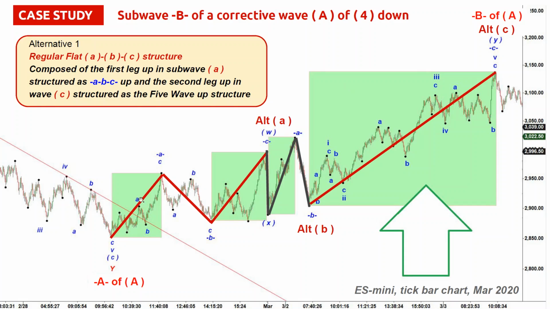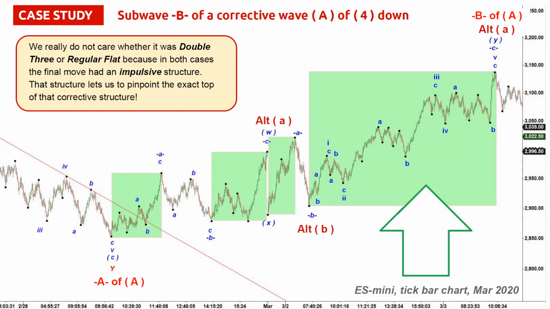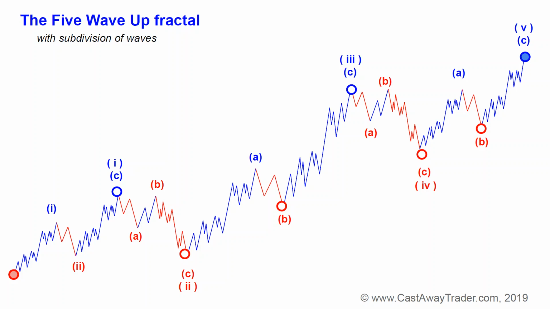Look, we get 4 pushes up. Look at those green boxes. Inside the double 3 structure, we got 4 pushes up. And the last one was the strongest one. And the last one in subwave C or wave Y had very clean 5 microwaves up. Now, I want to show you how basically we could nail the top.